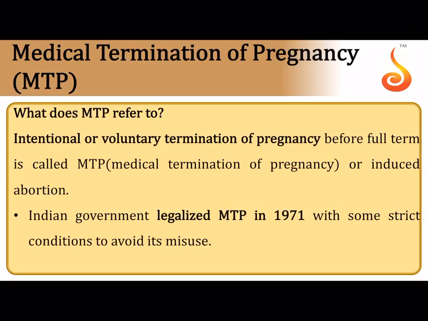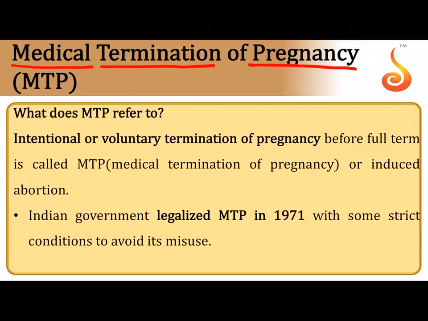So that completes the concept of contraceptives, all the major types. Remember, they can also ask a 5 marker question about contraceptives because there are so many varied types. Next, let us move on to MTP. The full form of MTP is medical termination of pregnancy.